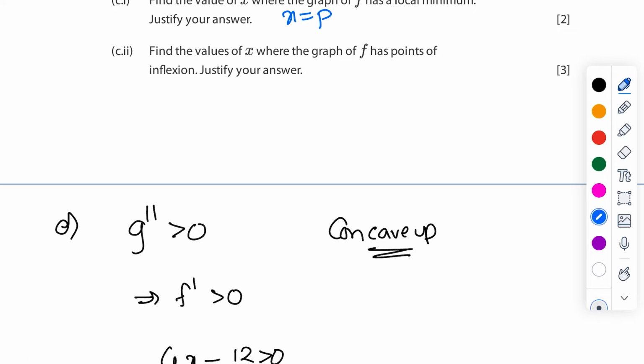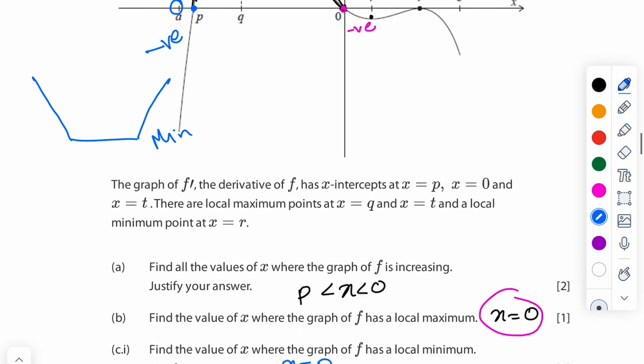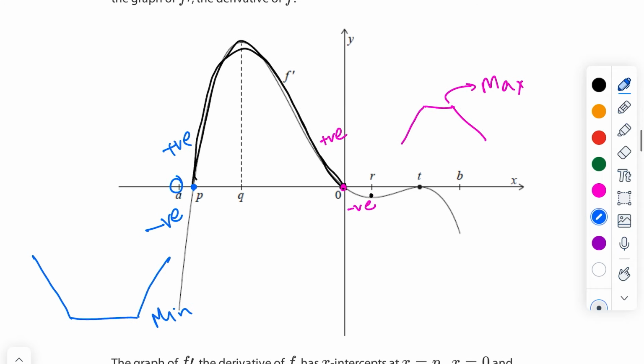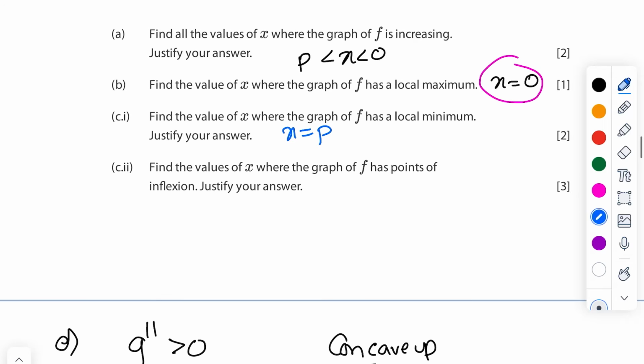Then part C, find the values of x where the graph has a point of inflection. We have to find it wherever the second derivative should be equal to 0. At p, the second derivative is equal to 0, and at r, the second derivative is equal to 0, and at t, the second derivative is equal to 0. Where is it? It is at x equals q, x equals r, and x equals t.